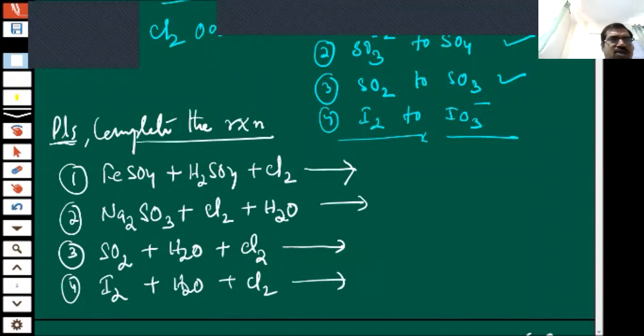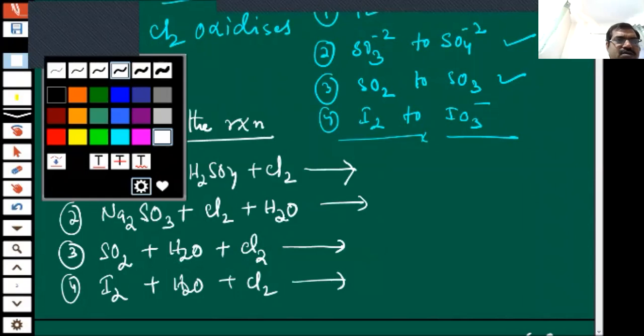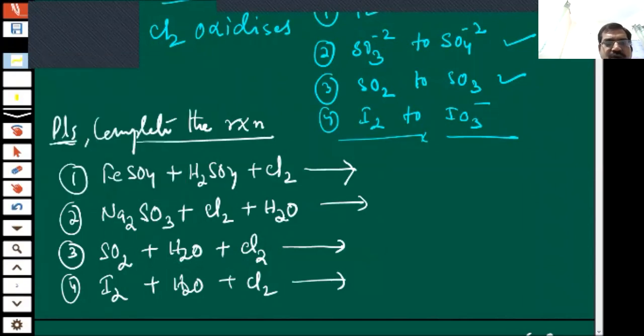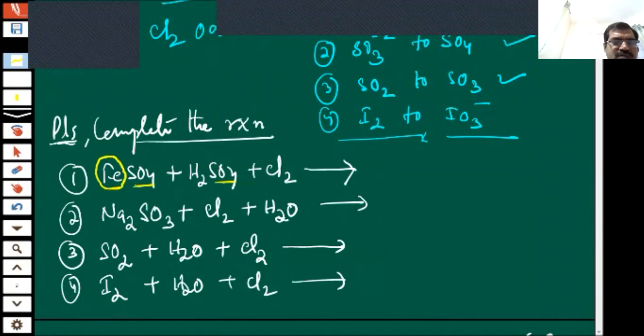Only you have to notice the main thing. Okay, children, the main thing you have to notice. What is that? Already, you cannot do anything to this sulfate. Only see here, ferrous is there, so only this you can change. Here you cannot do anything to sodium. Only sulfite you can change.